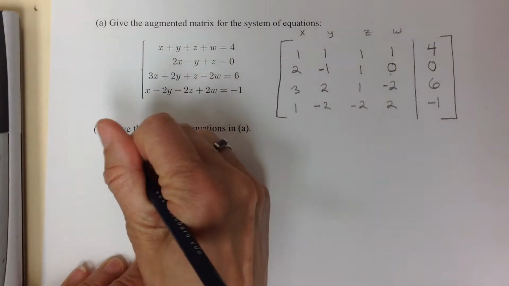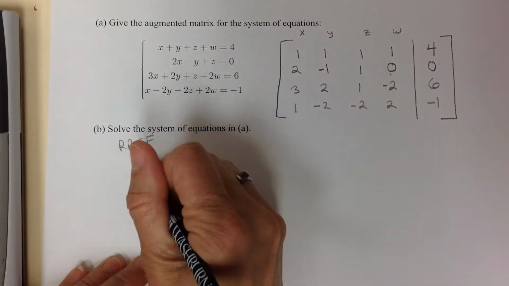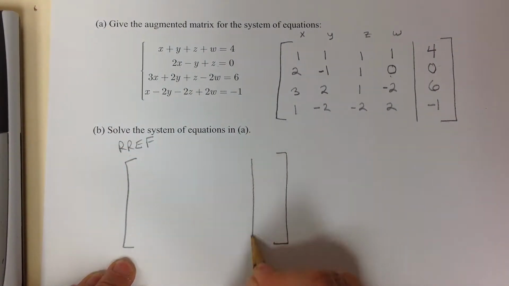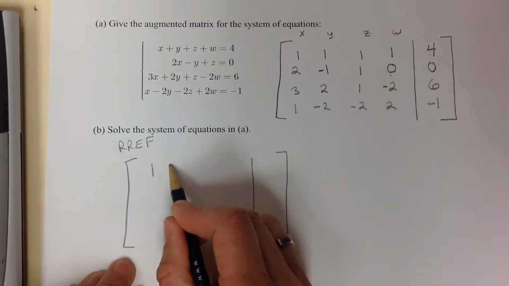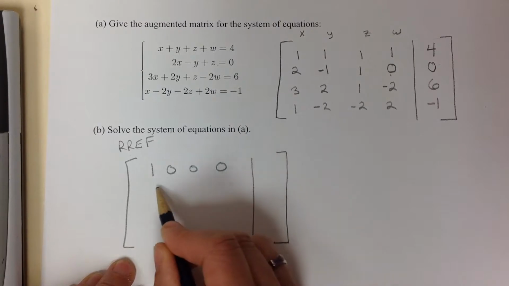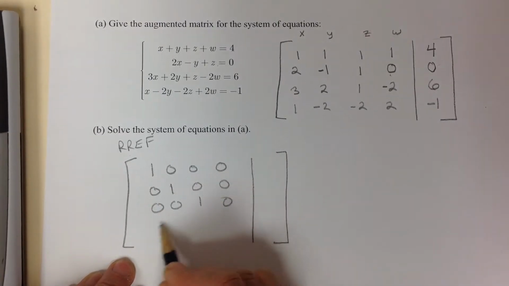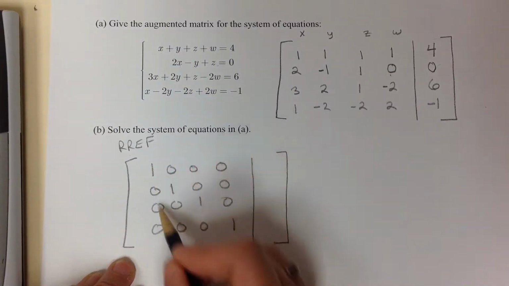Alright, now part B asks us to solve this. What we need to do is come up with the row reduced echelon form. What that will do is put our matrix to where it looks like, on the left hand side of this division bar, 1, 0, 0, 0; 0, 1, 0, 0; 0, 0, 1, 0; 0, 0, 0, 1. 1's down the diagonal and 0's everywhere else.